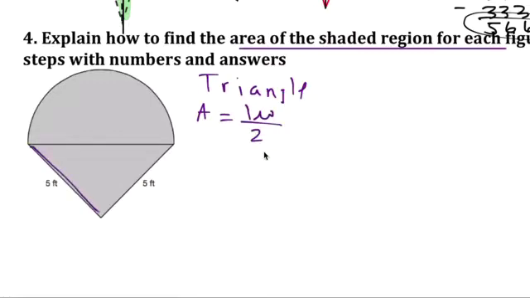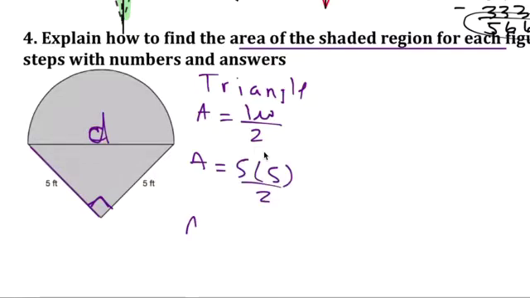So here's a 90-degree angle, right? And then this is pointing to C. C is the diameter of the circle. So that's a 90-degree angle here. The length and width is 5 times 5 divided by 2. We get an answer of 12.5.